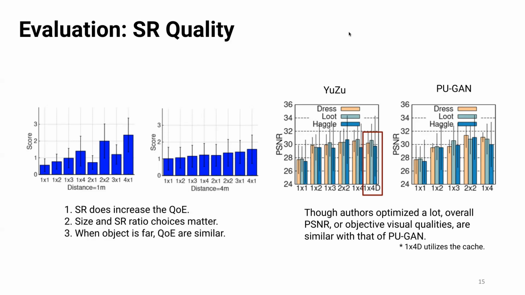And especially for the 1x4D, it's using caching and super resolution, though they still get a good PSNR.